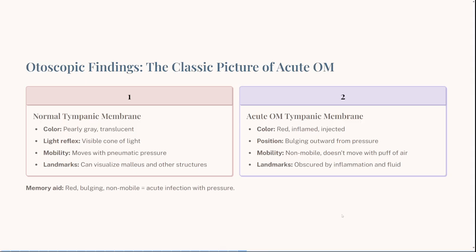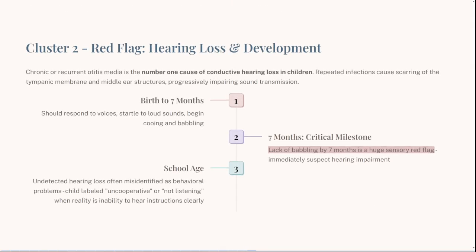And that hearing loss is what ties into our key developmental assessment, which is the babbling milestone. Absolutely. The lack of babbling before 7 months is a huge sensory red flag. An infant should be turning to a parent's voice, cooing, making sounds. If they're not, you have to wonder if they can even hear properly. And in older kids, it can be mistaken for a behavior problem. All the time. An older child with undetected hearing loss might be labeled as uncooperative or not listening in school, when the reality is they just can't hear the instructions clearly.